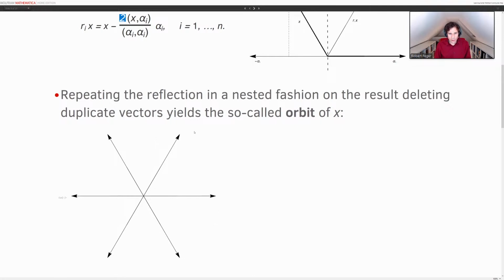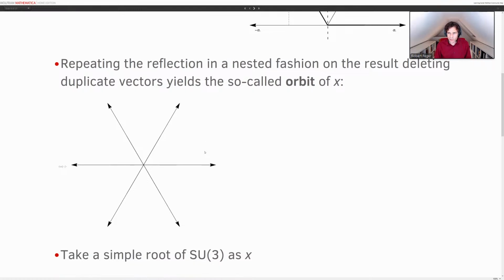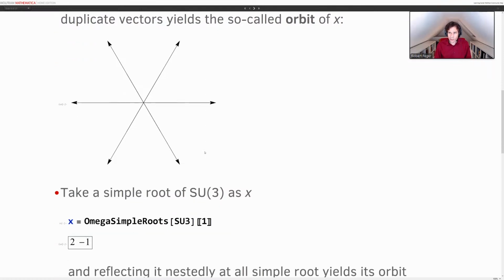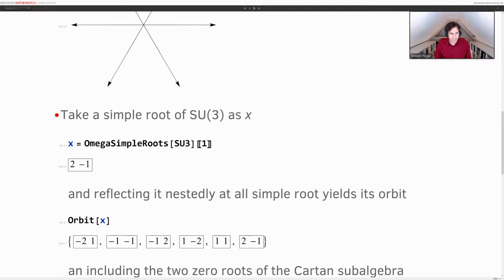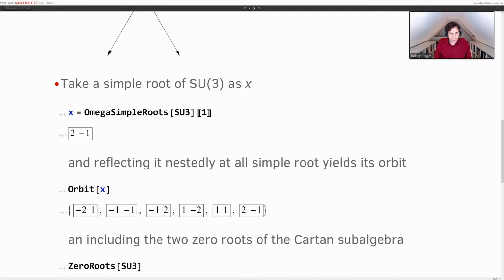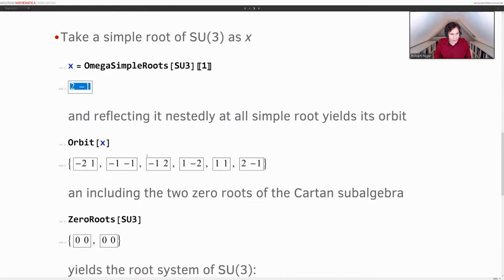And in the end, it turns out you have a collection of vectors, which looks like this here. And this is the so-called orbit of x. And you might now remember, this is exactly the root system of SU3. So this is the way how you can generate the root system of SU3. So if you take any simple root of SU3 as x, which can be done here with omega simple roots of SU3, and we just take the first one, this is our vector x, and we reflect it using the command orbit, then we obtain these roots for the orbit.